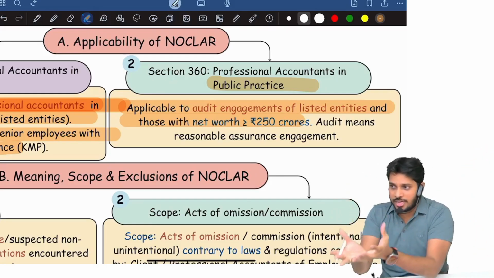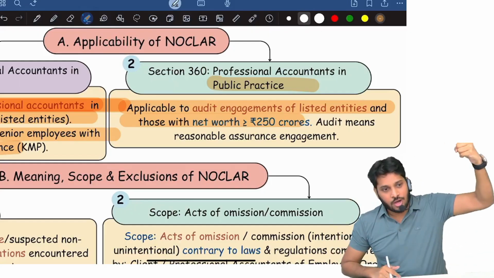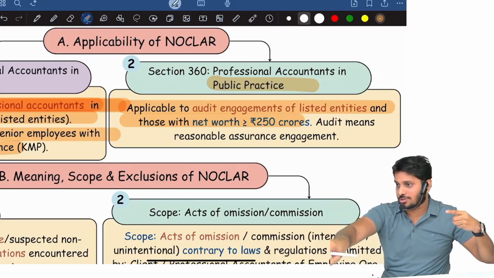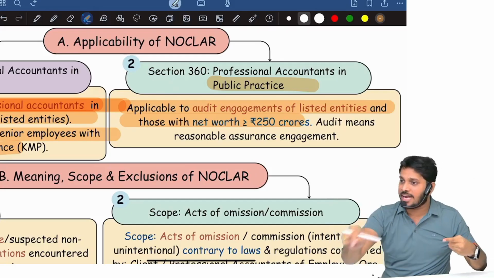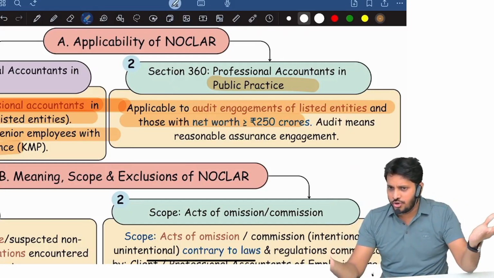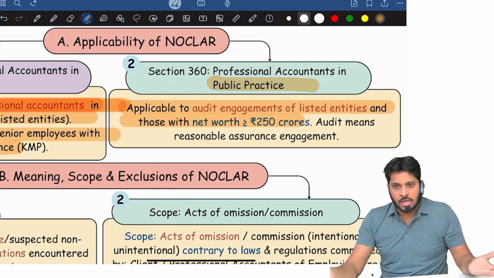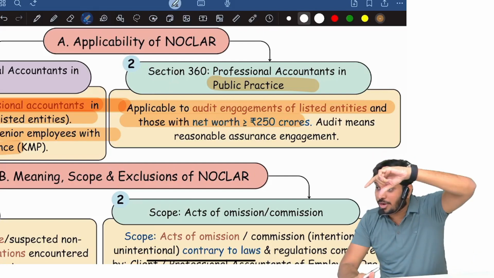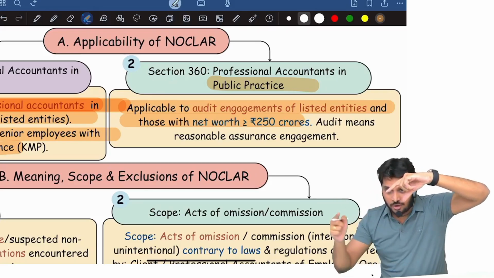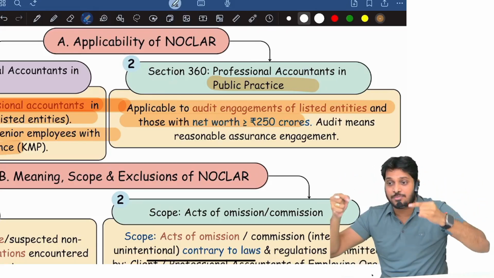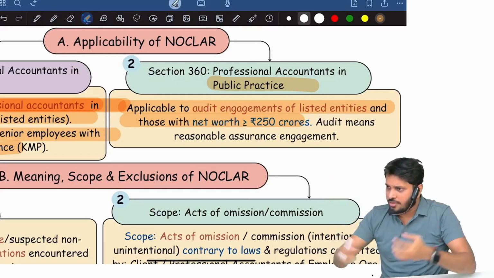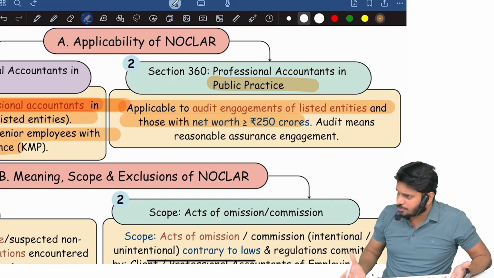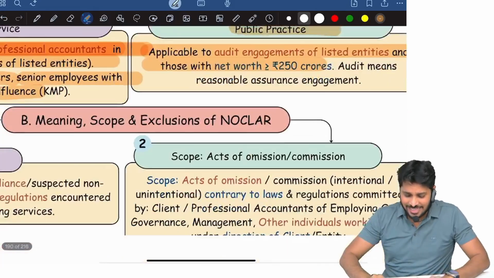Now what NOCLAR is also saying: in that law, do you have a duty to report? Check. If you have a duty to report in that law, then report it. If there is no duty, if the law is silent, you don't have to report. This is what SA 250 also says. In SA 250, one of the points is reporting to legal and enforcing authorities. Inside that, first check whether there is a reporting requirement. If so, report it. If you don't have a reporting requirement, you need not report. Are you clear? Entire NOCLAR is that.